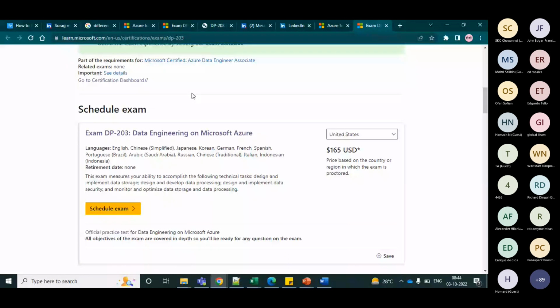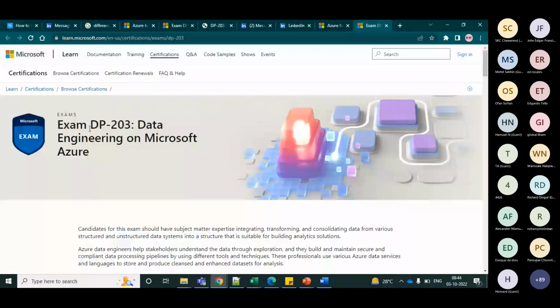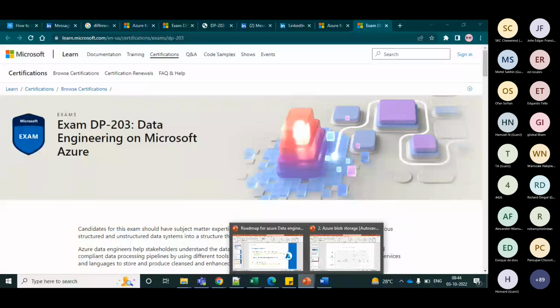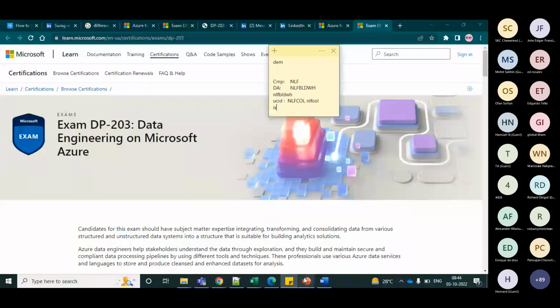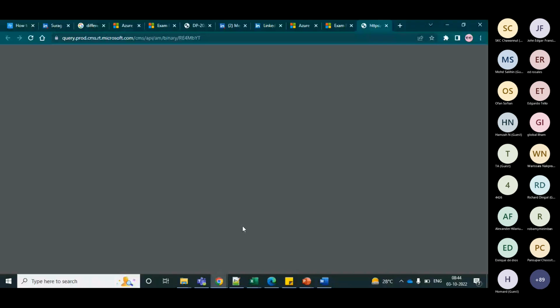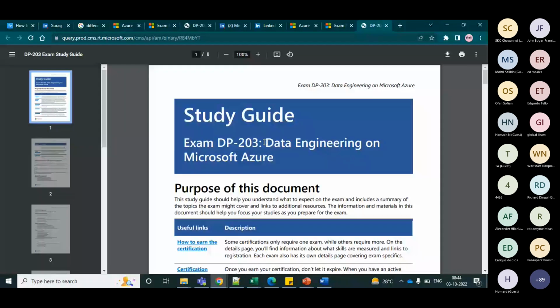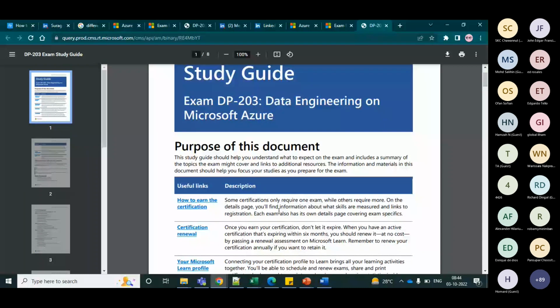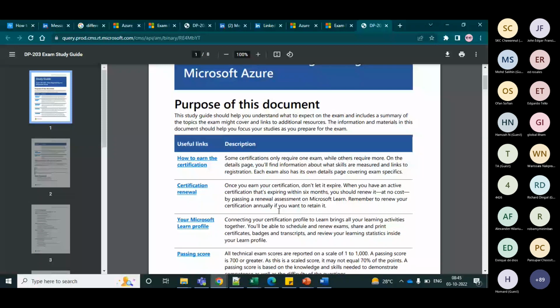And in this exam, the DP-203 exam, what type of questions will come, and how you can prepare? On that also, this is the study guide which we have. In this one you can see the different study guides provided from Microsoft, like the benefits of using it, how you can earn a certificate, everything, all the details related to your certificate. Certification renewal, how you can do your Microsoft Learn profile, passing score.